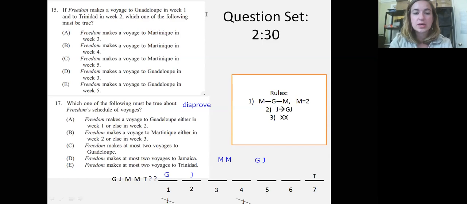So that tells me that I do have to have no more than 2 voyages to Jamaica. So answer choice D is the correct answer.